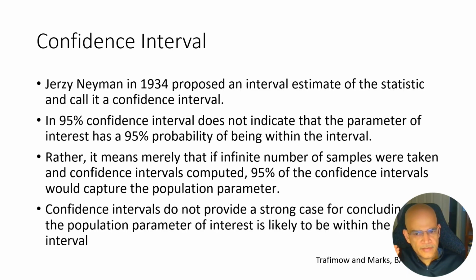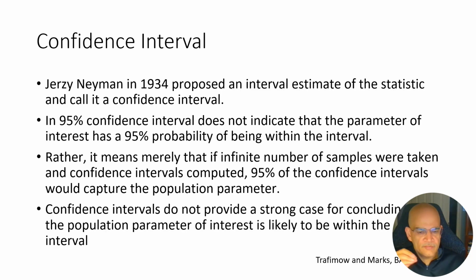This is another concept that I want to clarify here. It does not indicate that the parameter of interest has a 95% probability of being within the interval, which is how we often think of it, but it's not true. Rather, it means merely that if an infinite number of samples were taken and confidence intervals computed, 95% of the confidence intervals would capture the population parameter. Confidence intervals do not provide a strong case for concluding that the population parameter of interest is within. So we say, oh, the mean of our sample is this with a confidence interval of this and this. What we think it means is that the actual population parameter lies between this and this, but that's not true.